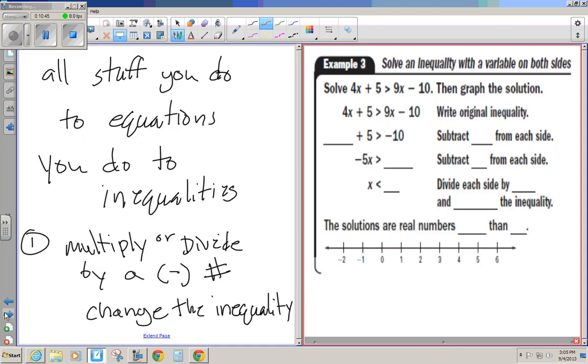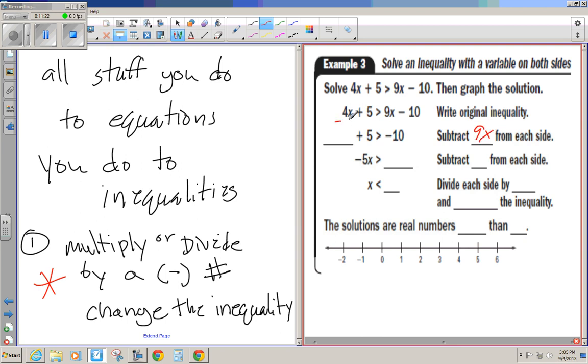All right, solve an inequality with variables on both sides. Treat it like an equation, but if you ever divide by a negative, you have to remember this part right here. So, write the original equation, subtract the smaller from each side. I would subtract 4x from both sides, but for the purpose of setting this up, you're going to subtract 9x from both sides.